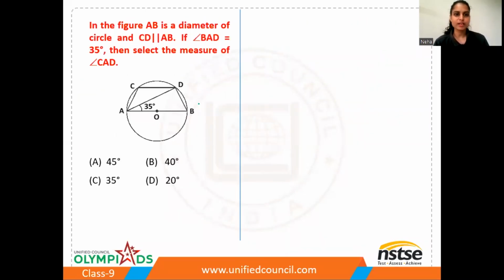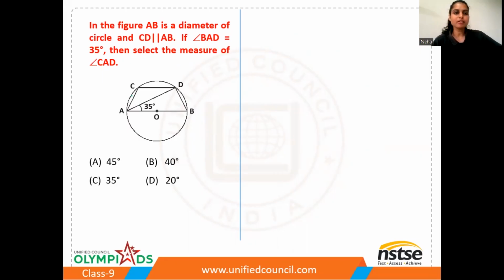This is the explanation, and this is the next question. So here, students, in the next question, they are saying that in the figure, AB is the diameter. One figure is given. So basically, a circle is given here, and the diameter of the circle is AB, and CD is parallel to AB. That means it is parallel to the given diameter. And one angle is also given, angle BAD, which is equal to 35 degrees.